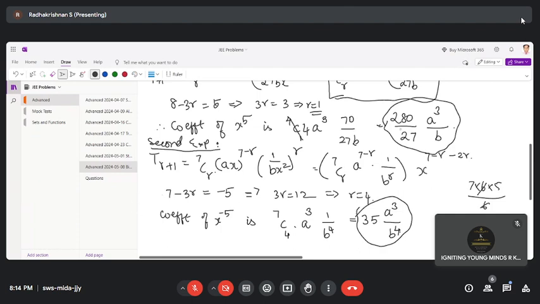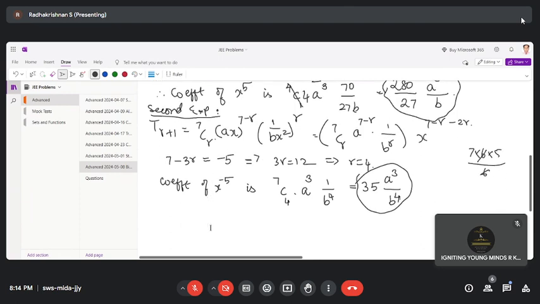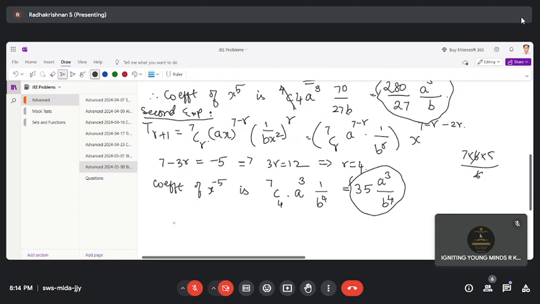So you have to be saying that this coefficient is equal to this coefficient, and you equate this and you get a value. 280 by 27 into A cube by B equal to 35 into A cube by B power 4. So you see that the A gets cancelled out. So that gives us 280 by 27B equal to 35 by B power 4.